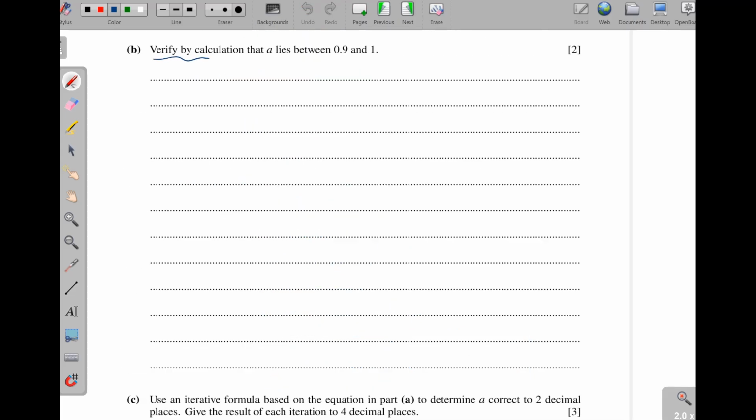Next, part B, verify by calculation that a lies between 0.9 and 0.1. I have always.